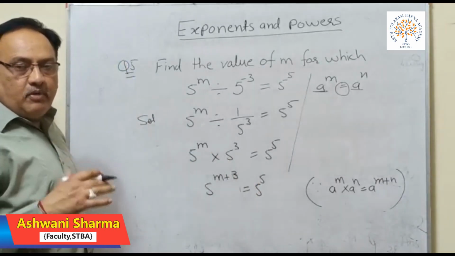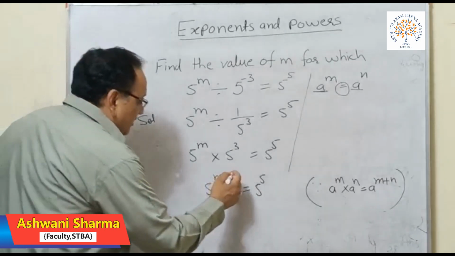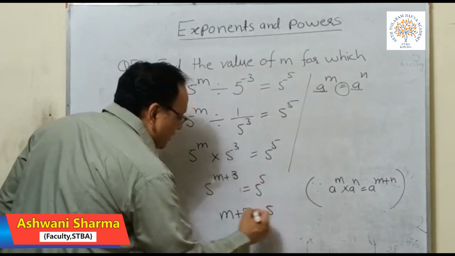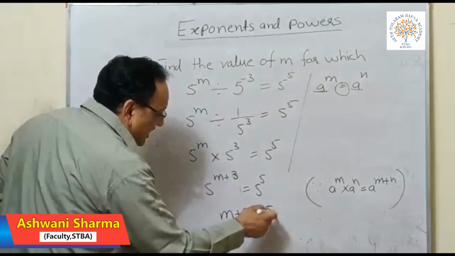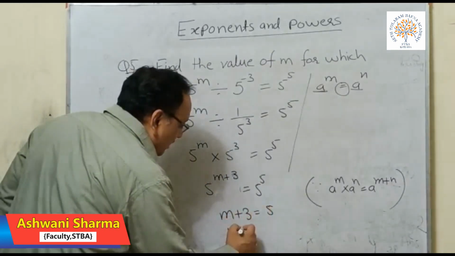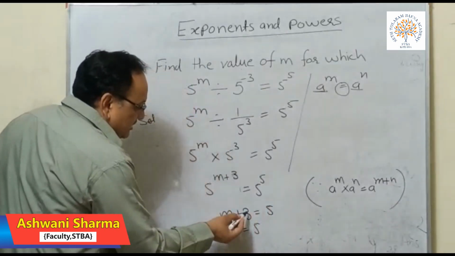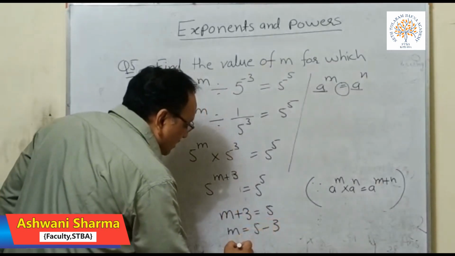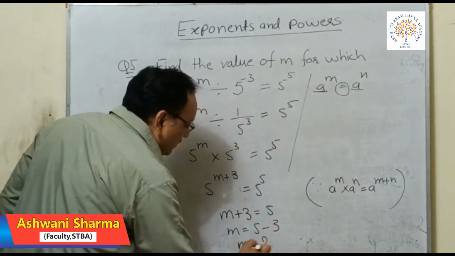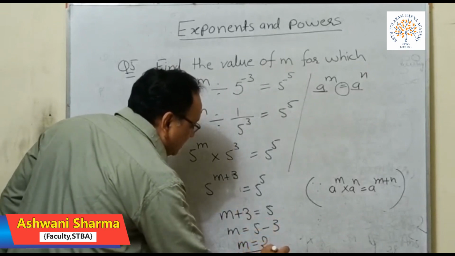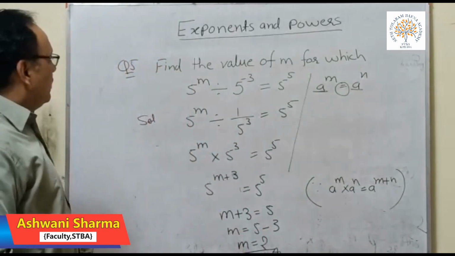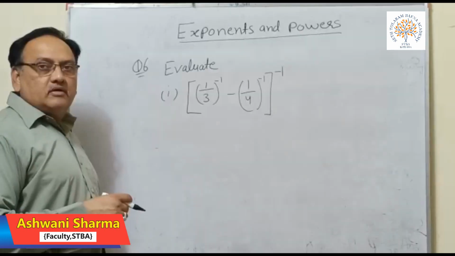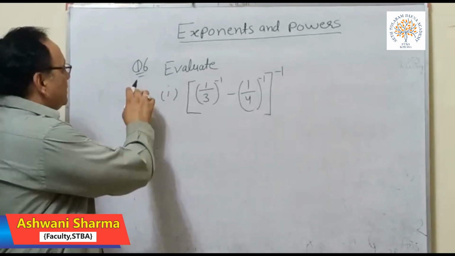Then it means m plus 3 equals 5. We bring the 3 there, its sign will be changed. Plus 3, here minus 3. 5 minus 3, 2. m equals 2. The value of m equals 2. This is the answer, because we have to find the value of m. The value of m is 2, is the answer. Now question number 6.